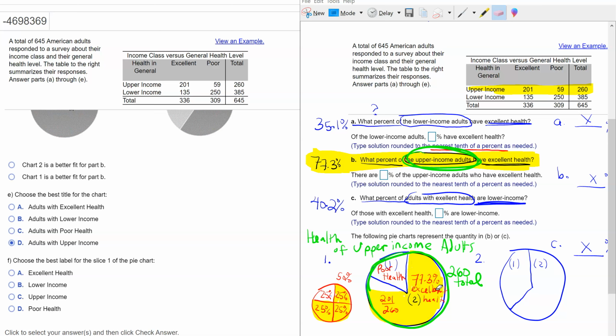In this case, my whole circle was upper income adults. That was my reference. That was the group I was focusing in on. And then I separated them into subgroups, poor health or excellent health.